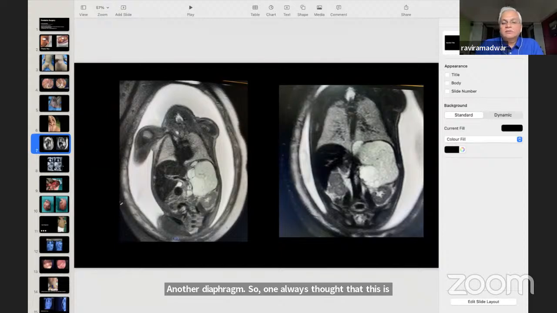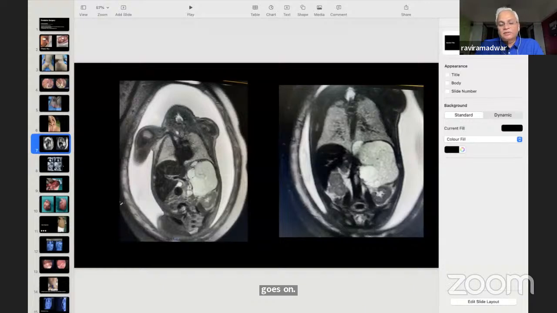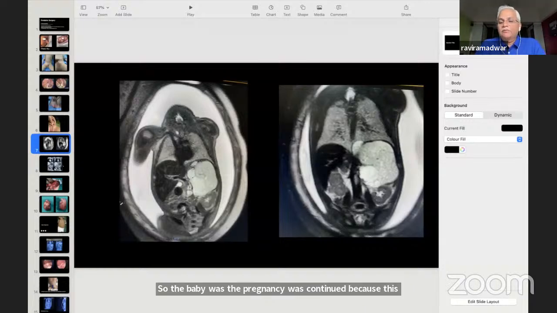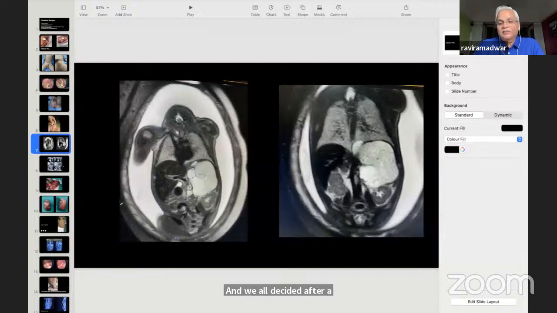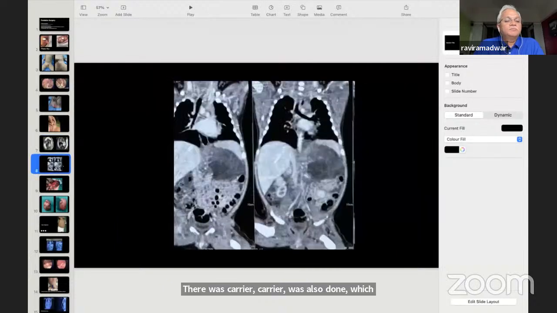So the pregnancy was continued, because the parents were told it was best to terminate since we don't know what it is. And we all decided, after a healthy, long discussion and multiple discussions, that this is something we need to continue because this is a treatable scenario. Rest of the conditions are absolutely normal. Amniotic karyotyping was also done, which was fine.